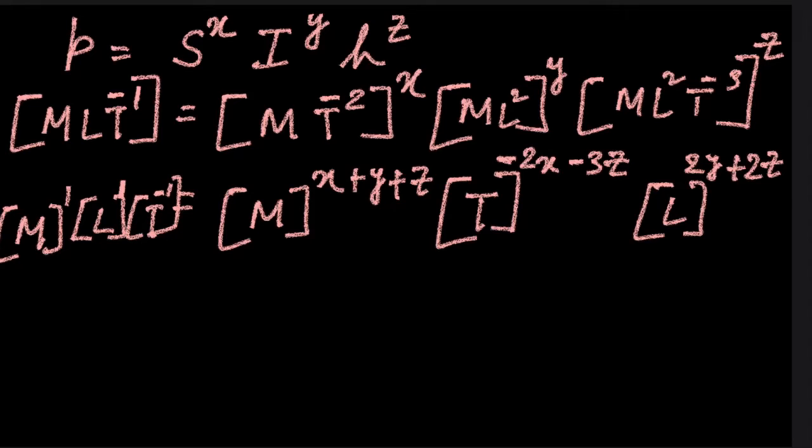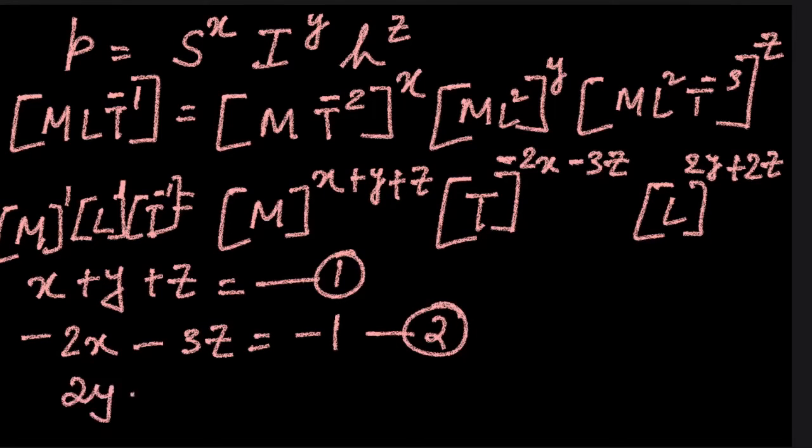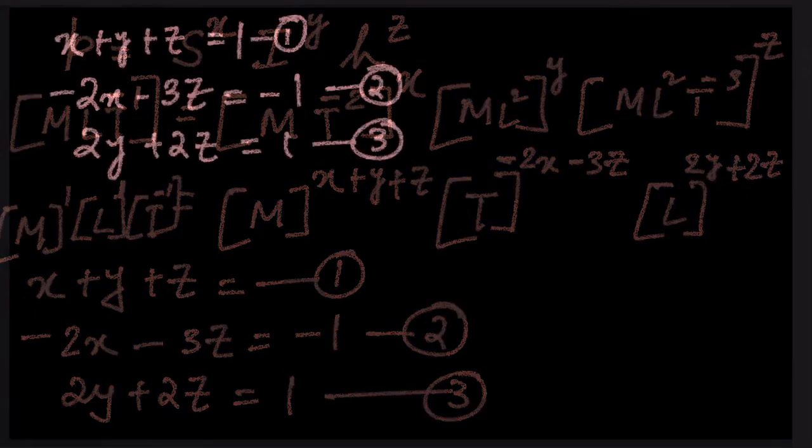So after equating the indices powers, we get x plus y plus z is equal to 1, the first equation. -2x minus 3z is equal to -1. This is equation 2. 2y plus 2z is equal to 1. This is my equation 3. Now all of you can see we have got 3 equations and 3 unknowns, so that can obviously be solved. So let's proceed to solve.